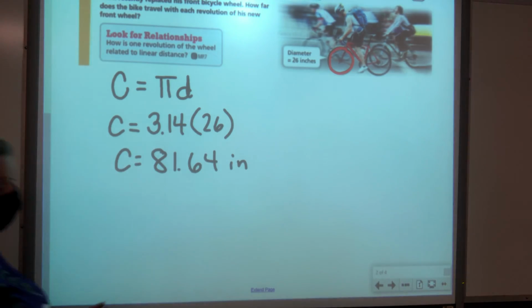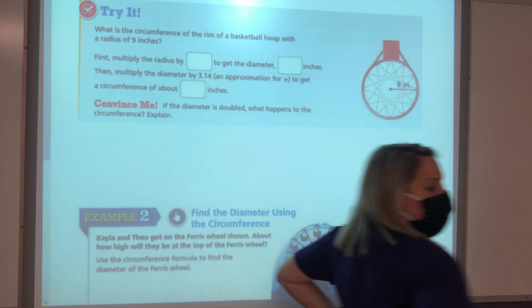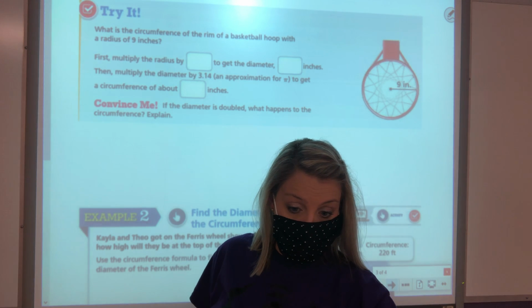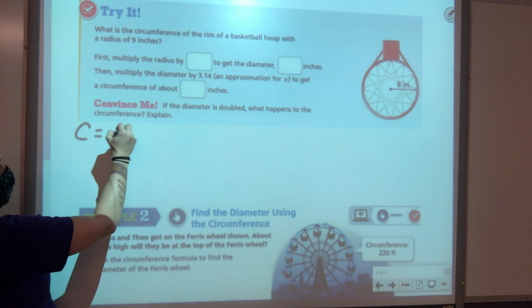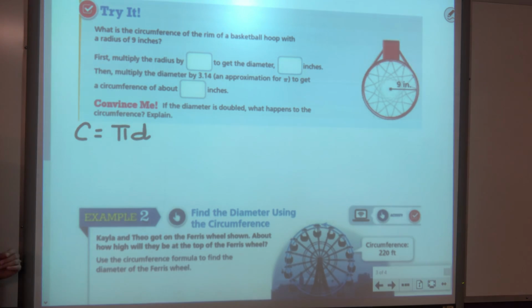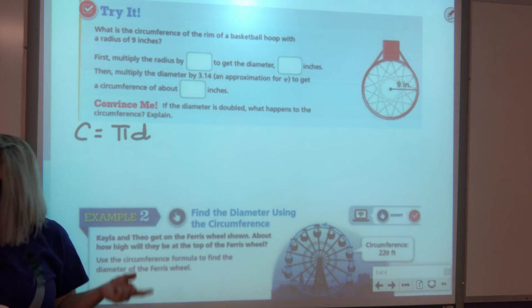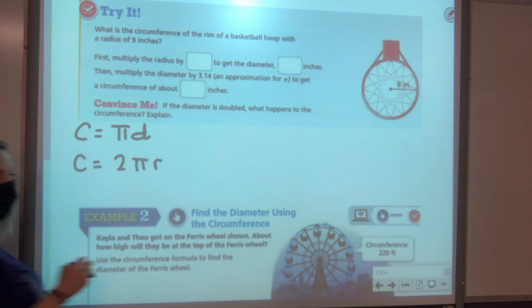What if you only had the radius? Could you still calculate the circumference? Yes. Okay, Tucker, say it again. You do your radius times 2, and you get your diameter. Very good. So, circumference, we said, was pi times the diameter. But if I only have the radius, how many radii do I need to make one diameter? 2. I need 2. So I can say 2 pi r.